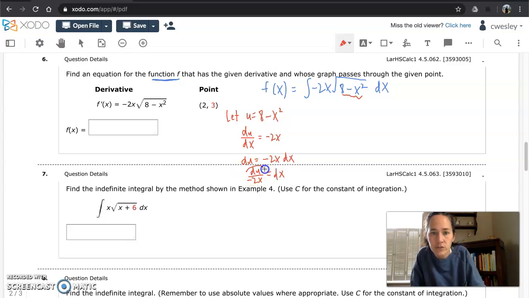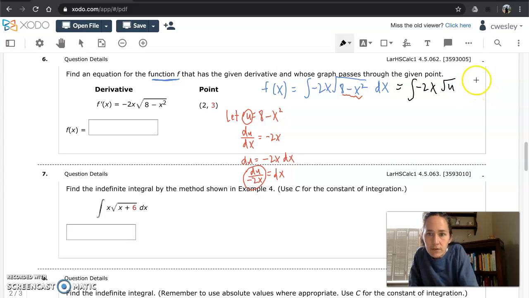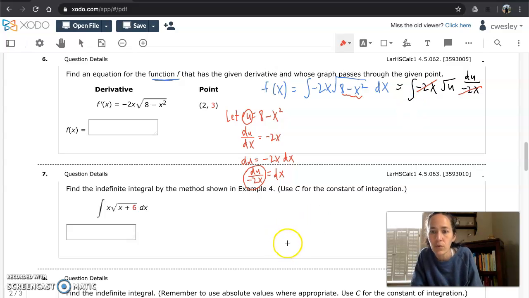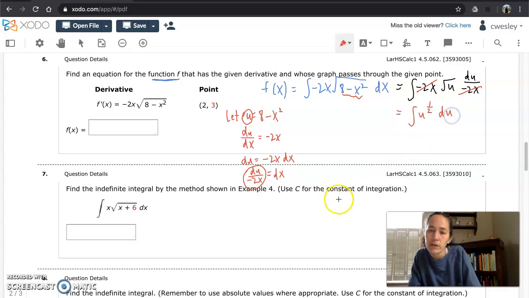Okay, so there's your initial setup, and now we do a plug-in. So we'll take both of those things back to the original integral. It's the integral of negative 2x square root of u, and then instead of dx, we write du over negative 2x. Remember I said that negative 2x was great news? Here's why. This whole negative 2x cancels with that whole negative 2x. And what we have left over is not a big deal to integrate. We want to integrate u to the 1/2, which is the square root of u, with respect to u.